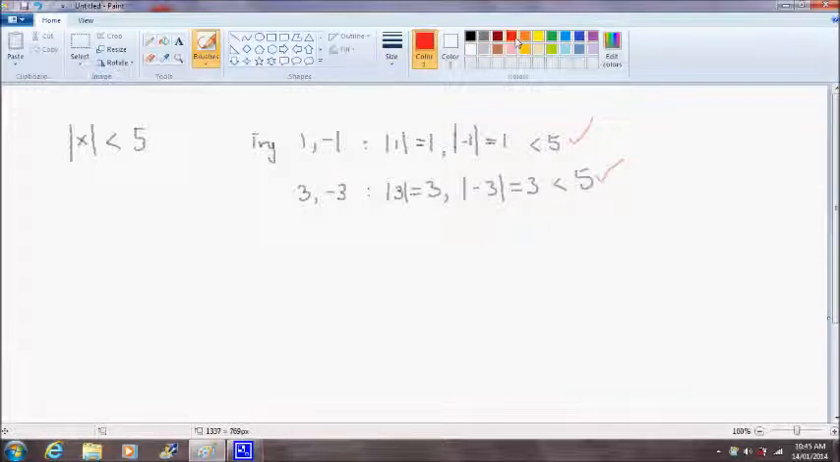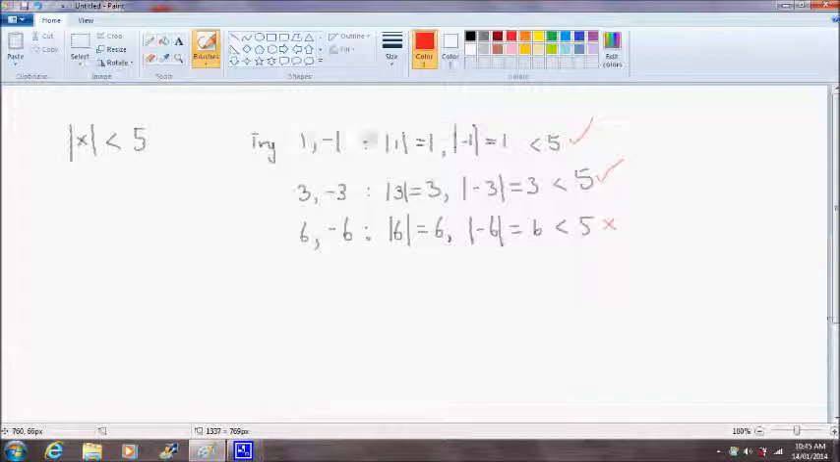How about we try the pair of numbers 6 and -6. So here we get the absolute value of 6 is equal to 6, and the absolute value of -6 is still 6, and is that less than 5? No, unfortunately. We have found a set of numbers that is not going to satisfy this condition.